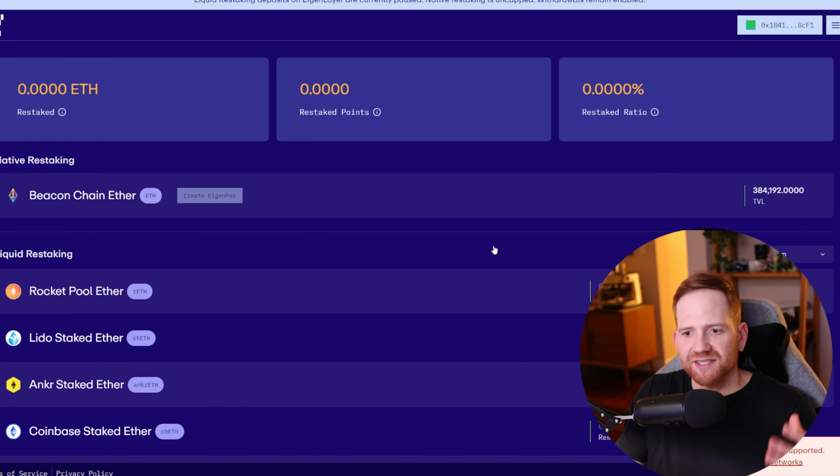And EigenLayer is setting up to have one of the biggest airdrops in 2024. And typically what you would do is you would stake your Ethereum and you earn restake points, which would translate to your airdrop.